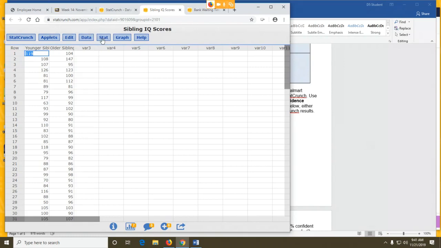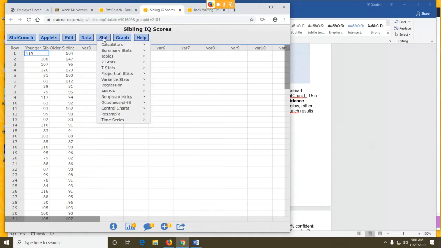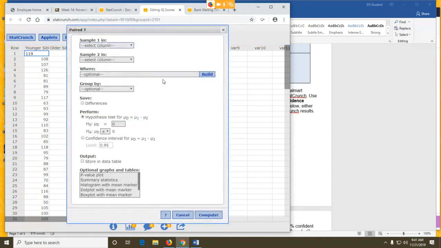If we wanted to do something about the mean of the IQ scores, if we're talking about paired data, that means we're looking at the difference in their IQ scores and doing a confidence interval for that. So for this, I would do T Stats and Paired. And then I just have to tell it what I want my first sample to be and what I want my second sample to be. I chose sample 1 as the younger sibling and sample 2 as the older sibling.